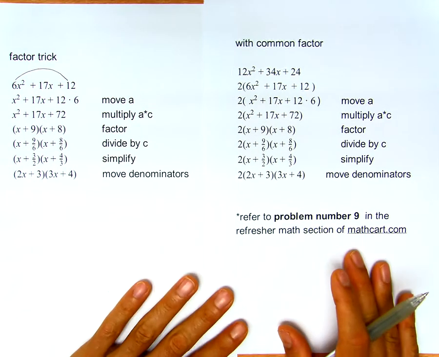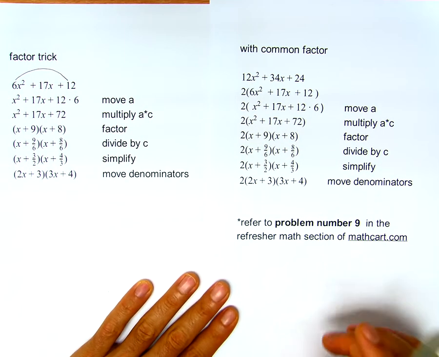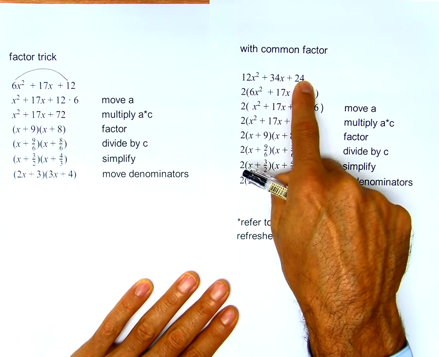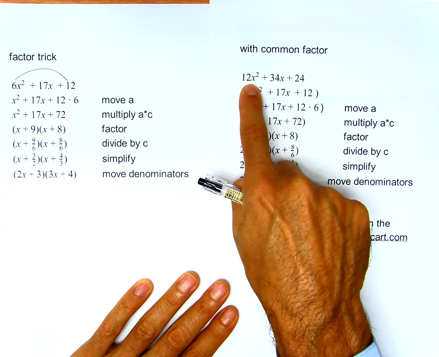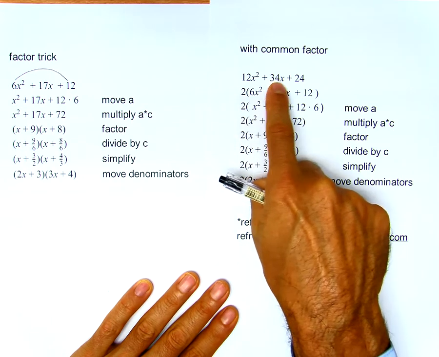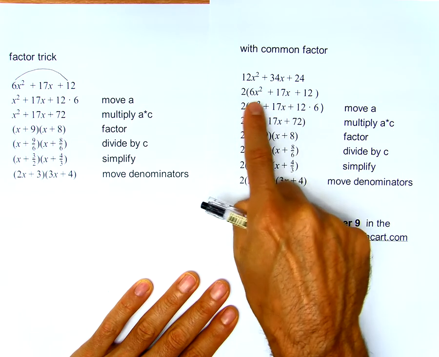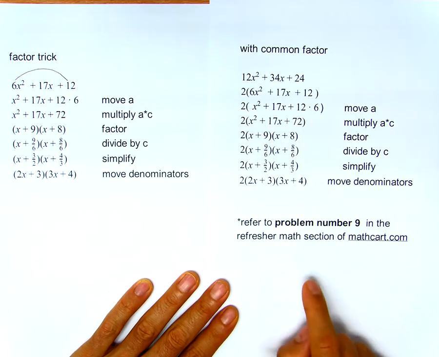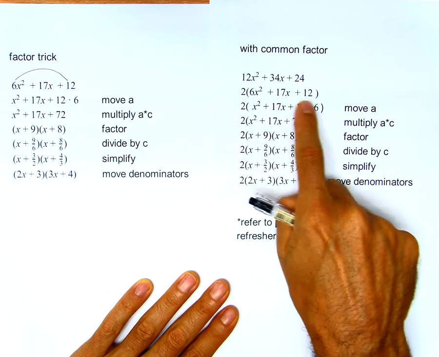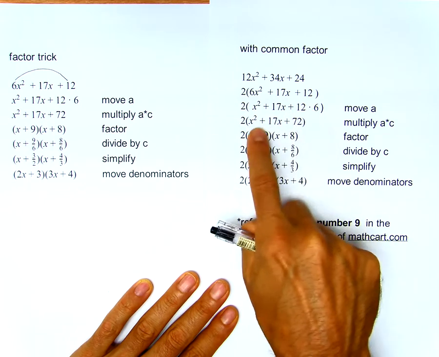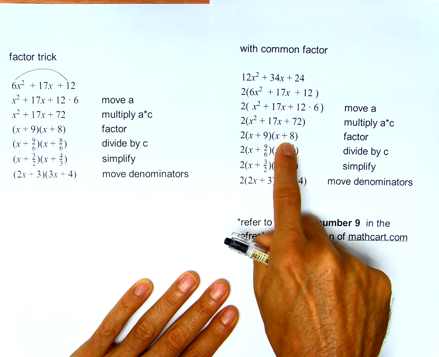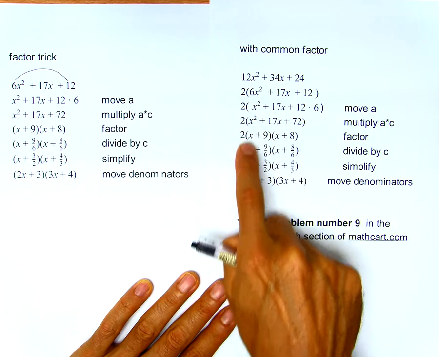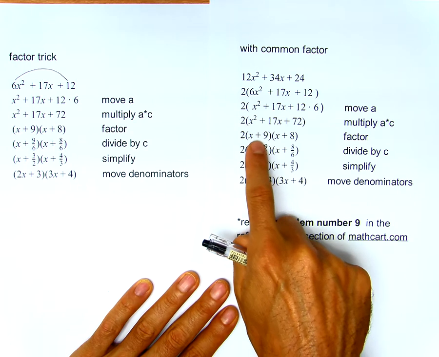On the second piece of paper, I've repeated the process, but I demonstrate that you should always look for a common factor first. So when I looked at this problem, I saw there was a 2 in common. So I factored that 2 out, and then I started the factor trick again. I multiplied the 6 to the last number. I factored this, keeping the 2 outside.